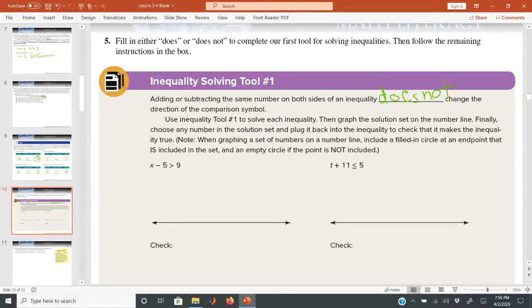Use the inequality tool to solve each inequality, then graph the solution on the number line. So they're wanting you now to do what we did with the equations. When we have x minus 5, we're going to add 5 to both sides. We draw the line to show that we're adding vertically. x minus 5 plus 5 just gives me x. 9 plus 5 gives me 14. And I will keep my greater than sign, so I know x has to be greater than 14.